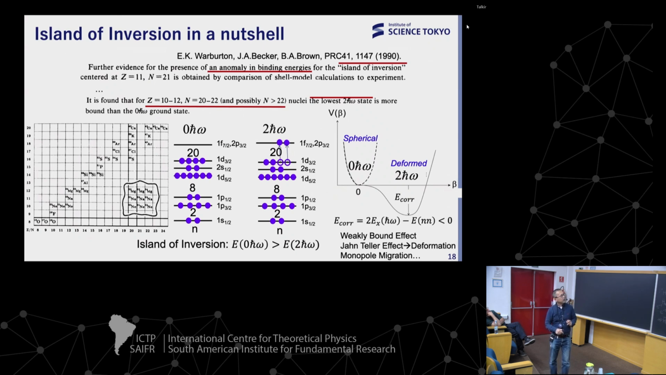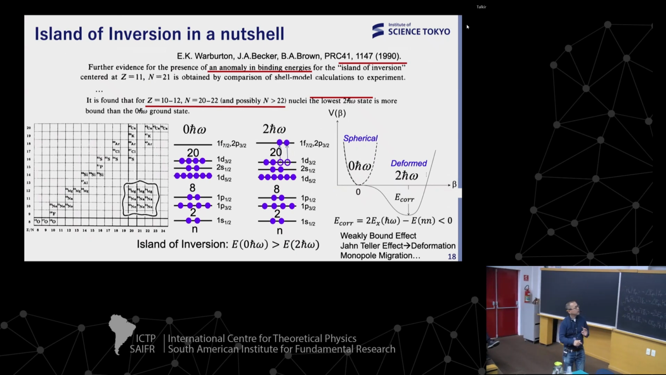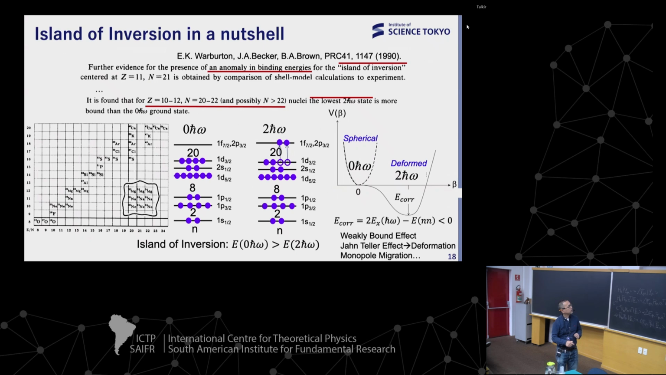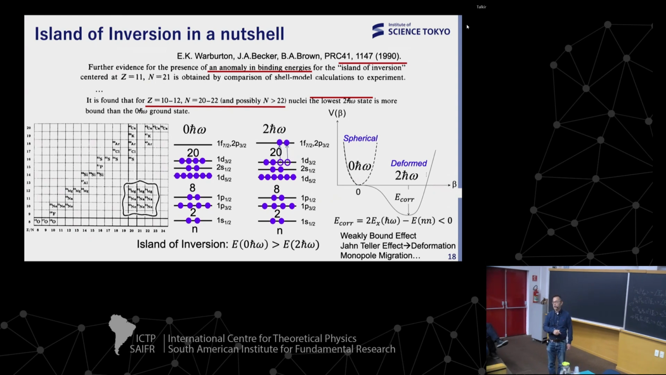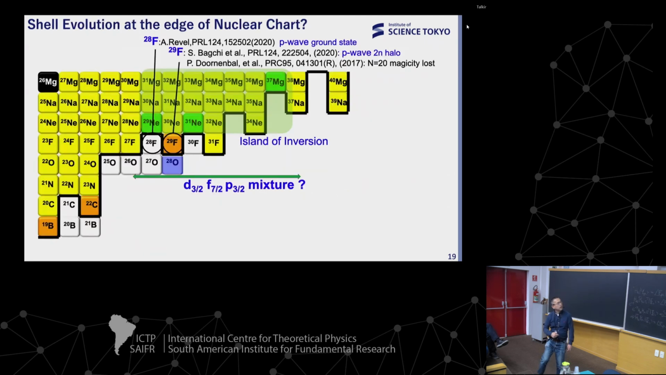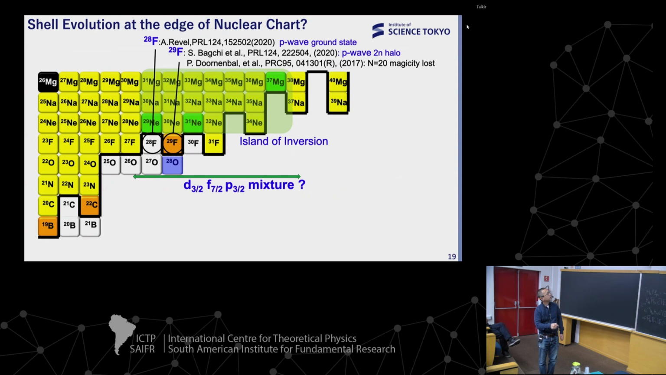And of course, there's another point, the weakly bound effect. I won't discuss this, but the weakly bound effect causes the so-called Jahn-Teller effect, which will induce some deformation. That is also discussed in this mechanism. So now I come here. This is called the island inversion, where deformation is developed. But now even fluorine isotopes have been found in the island inversion.